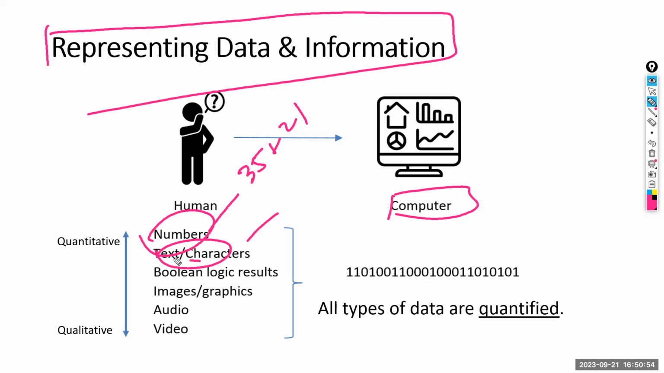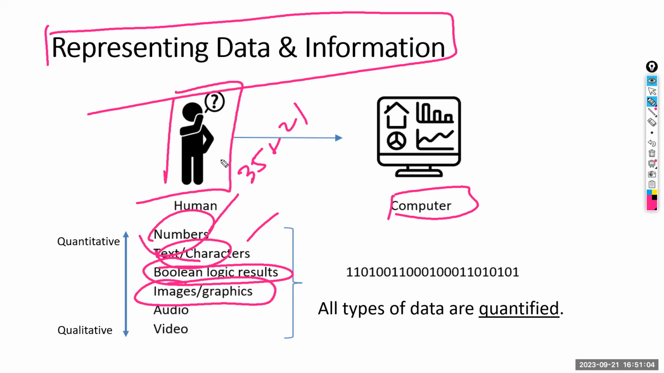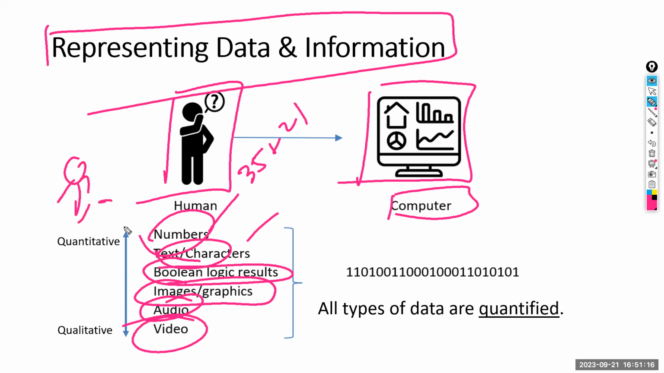We can represent and process Boolean results, true and false values. We can process and store images. For example, this is an image. Graphics, images. Of course, we can process audio and video. For us as humans, these are different concepts. For us, a letter is different from a number. A sound, audio, is different from an image. So those are different concepts.